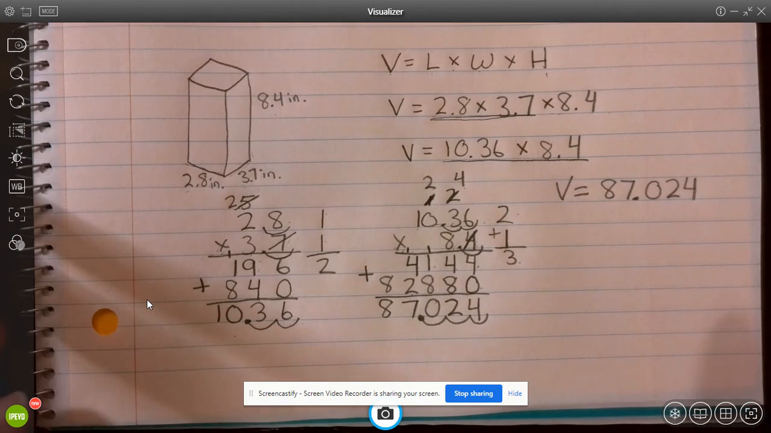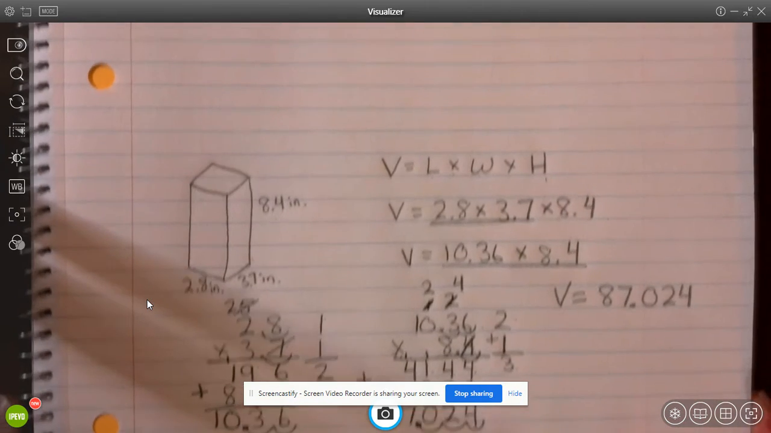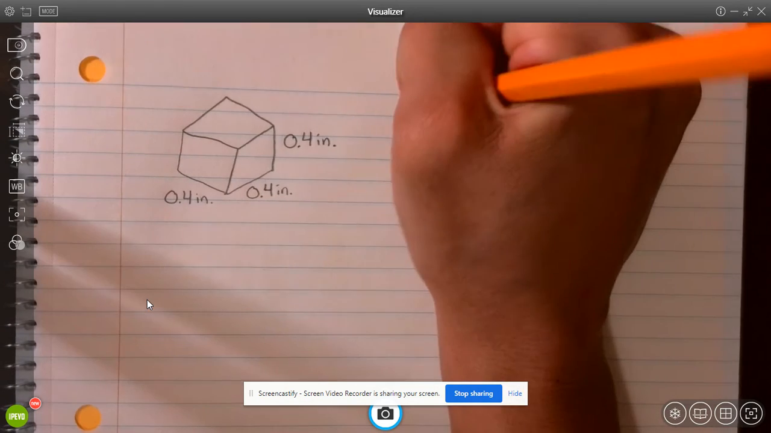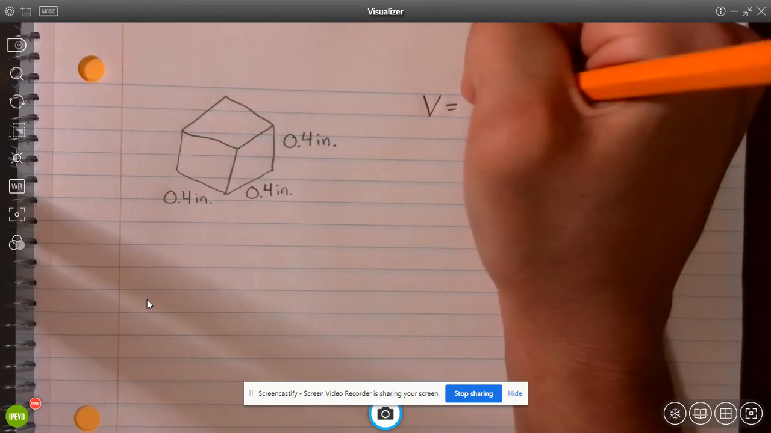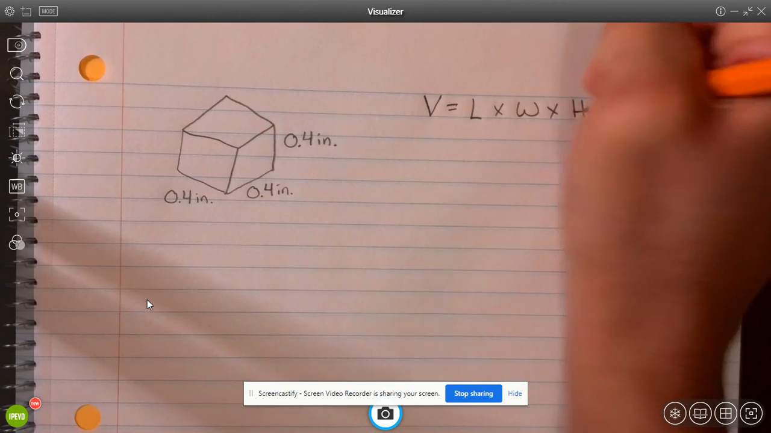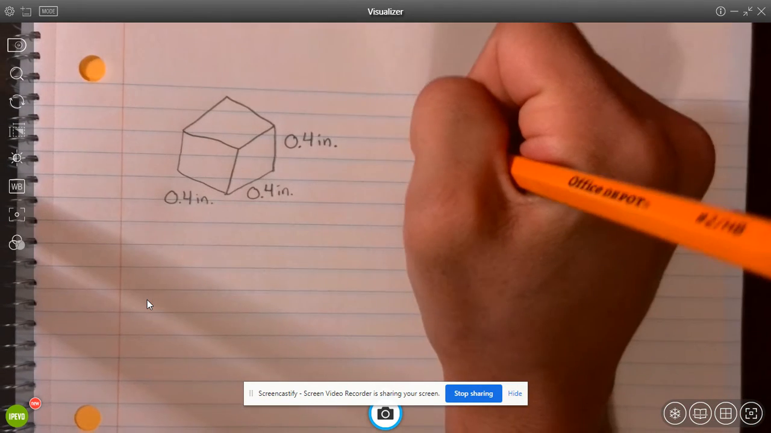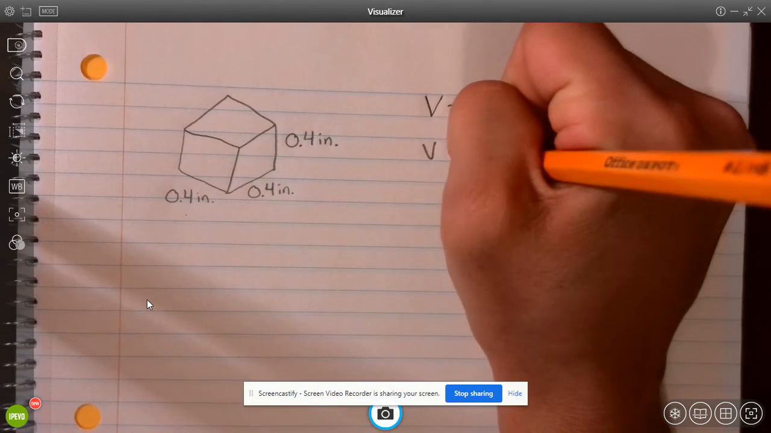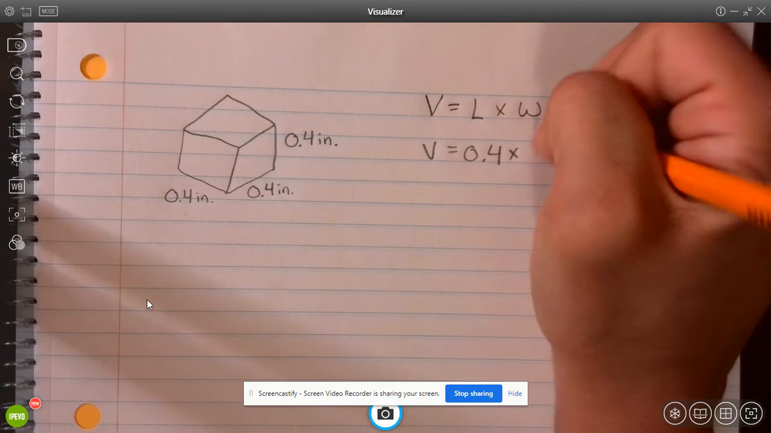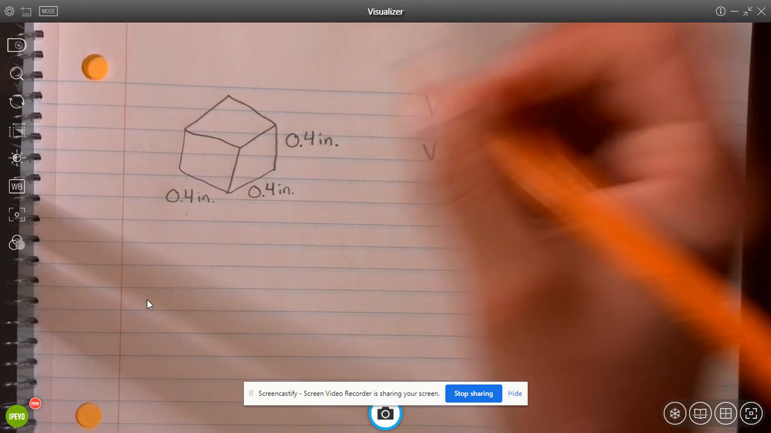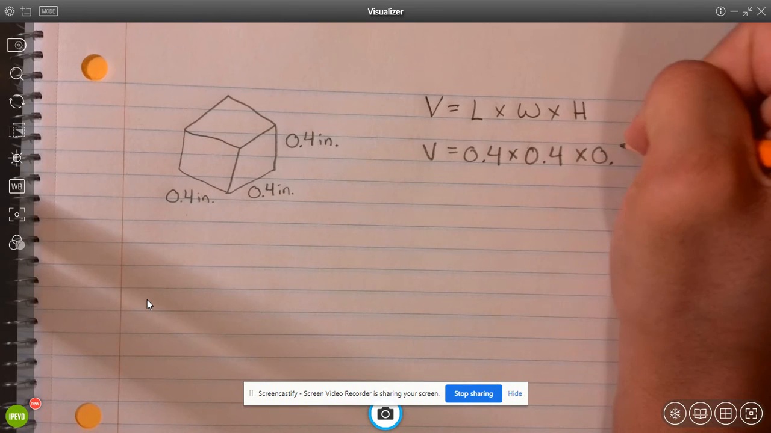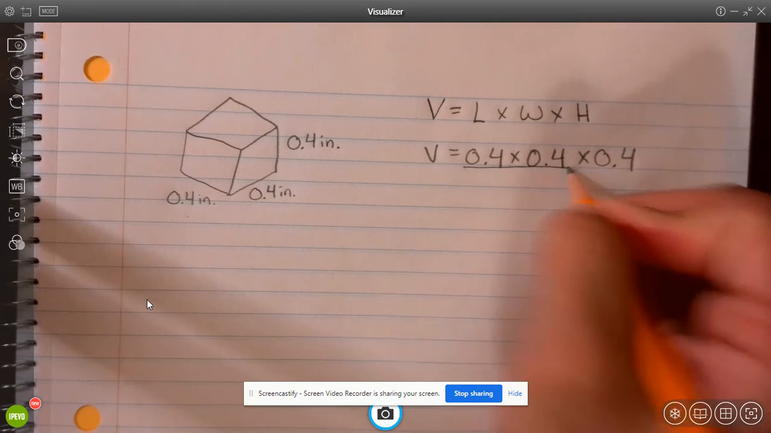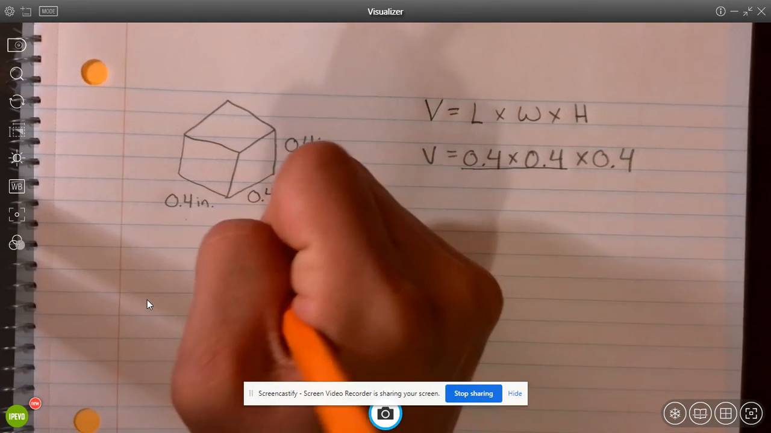Okay, let's do one more together. Okay, so again, same thing. Volume, write your formula, equals length times width times height. Okay, now we're going to input those numbers. So length is 0 and 4/10 times the width is 0 and 4/10 times the height is 0 and 4/10. So I'm going to start with my length times width, which is 0 and 4/10 times 0 and 4/10.